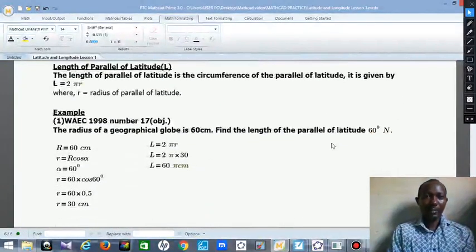Then we looked at the length of a parallel of latitude. That is just the normal circumference of a circle, 2 pi r. From there we solved these two examples. We were asked to find the length of the parallel of latitude when the latitude is 60 degrees, and the radius of the sphere is 60 centimeters. Following the steps very well, you see the answer. Pi is not given, so I left my answer in terms of pi. But if pi is given, you can substitute its value and multiply it by 60 to get the result.